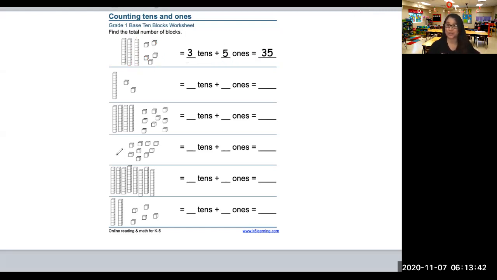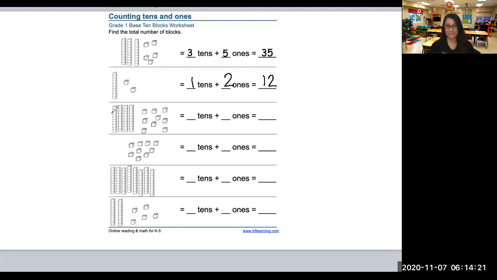Now, let's try the next one. How many groups of tens do you see? Yes, there is only one group of 10, so you write the number 1. And how many ones do you see? Yes, there are 2 ones. When we have 1 ten and 2 ones put together, we have the number 12. Wonderful job. Let's go on now to the next one.